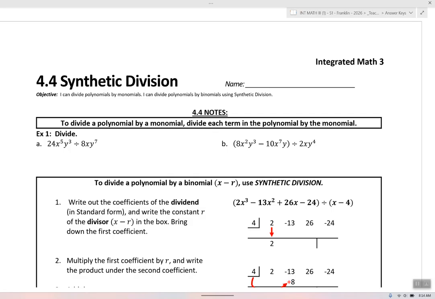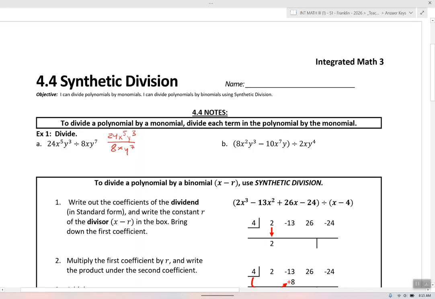So first, to divide a polynomial by a monomial, just divide each term in the polynomial by that monomial. First here we have two monomials being divided, 24x to the fifth y to the third, divided by 8xy to the seventh. When you have two monomials being divided, you can also think of it vertically as a simplifying exponent problem like this. Either way is the same.